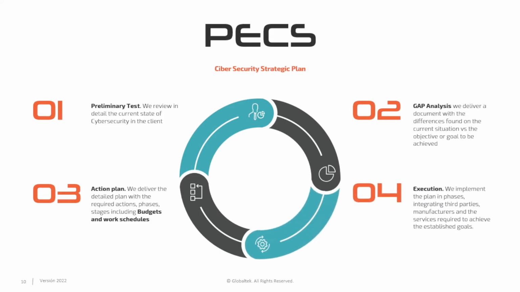The fourth step is the execution, and we will implement the plan in phases, integrating third parties, manufacturers, and we will use the required services to achieve the established goals. All of this is going to be performed in a time frame of 3 to 5 years to complete the execution of the cybersecurity strategic plan.